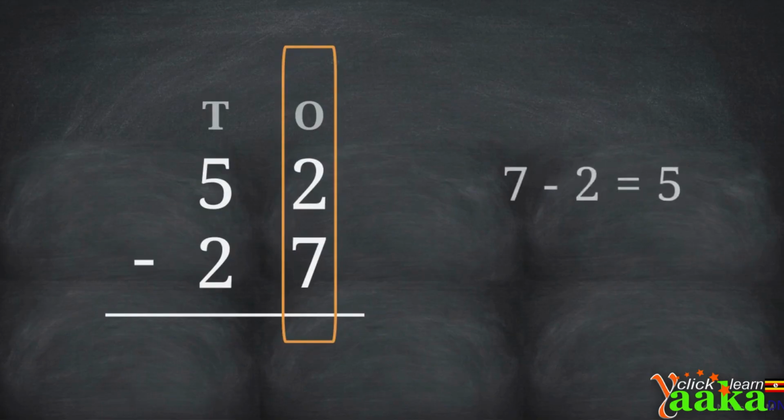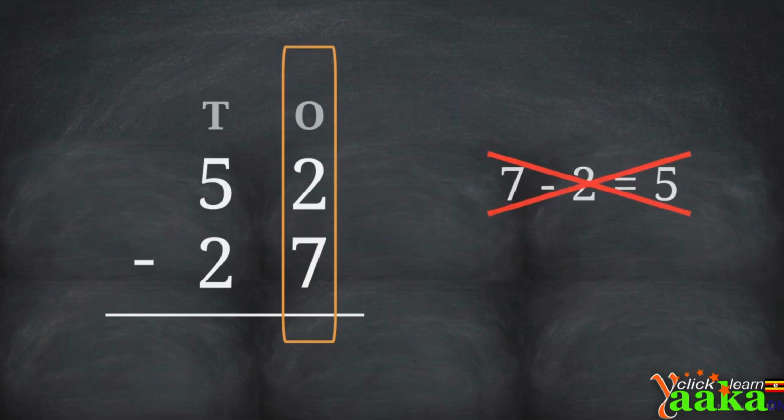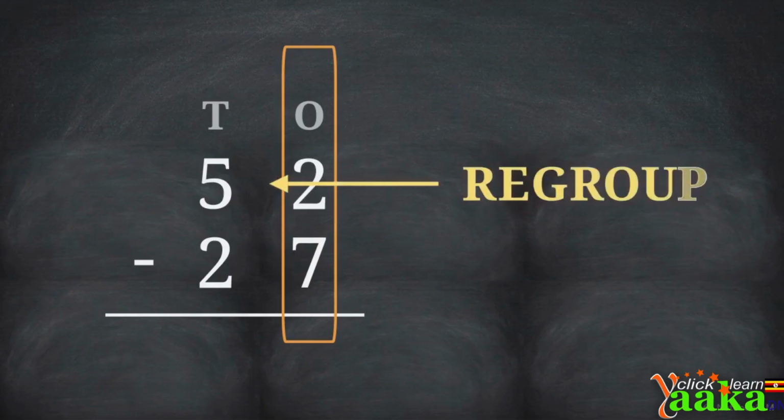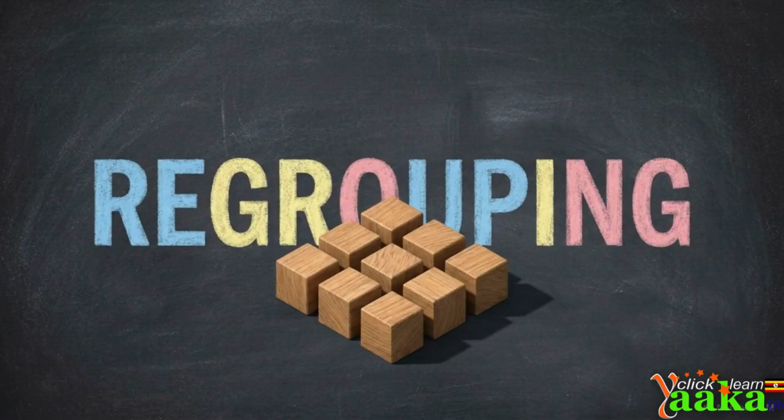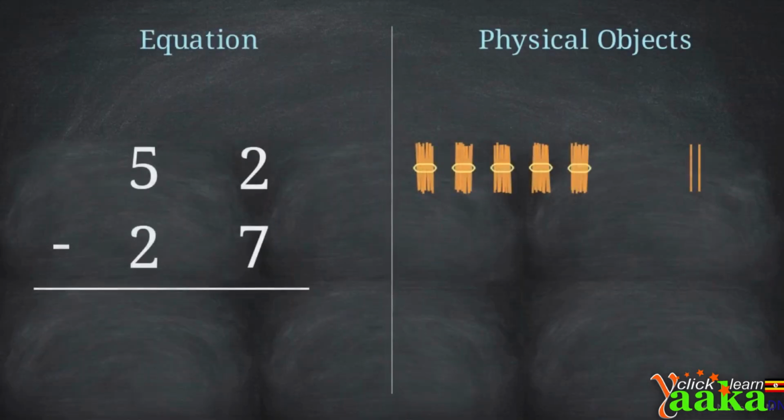You have 2, but must take away 7. Never simply switch the numbers. Instead, we use a technique called regrouping. Regrouping is the essential tool we use to solve subtraction problems anytime a column does not have enough units to subtract from. This split screen shows what the math actually looks like.